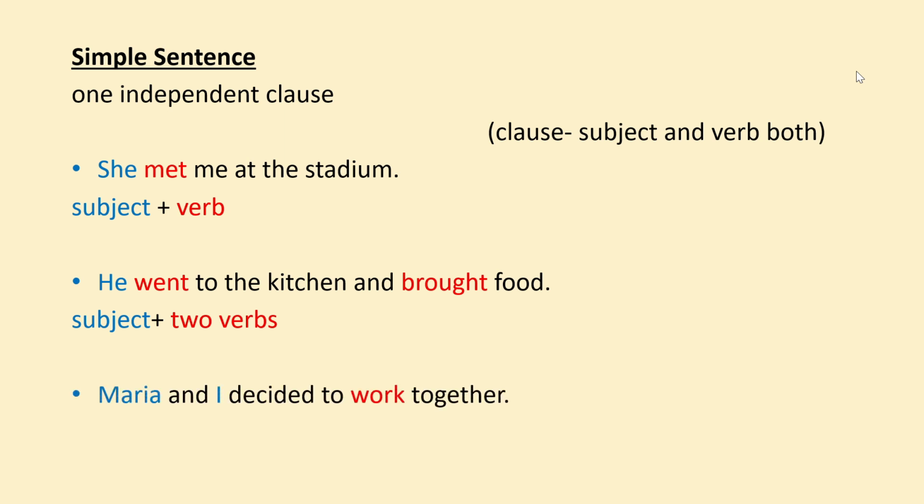Maria and I decided to work together. This is also a simple sentence because it has two subjects, Maria and I, and it has one verb. So all these three sentences contain a subject and a verb. So these are simple sentences.